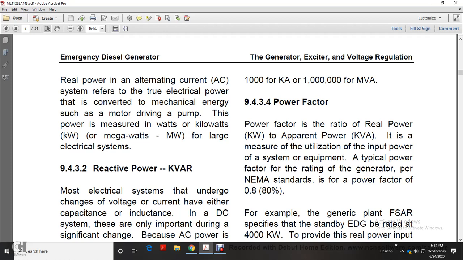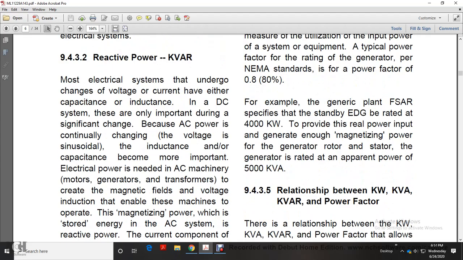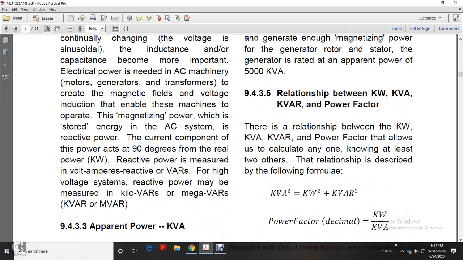9.4.3.4 Power factor. The power factor, the ratio of real power in kilowatts to apparent power in kilovolt amperes, is a measure of the utilization of the input power of the system. The typical power factor rating of a generator for the NEMA standard is 0.8, or 80%. For an actual example of a generator, a generic plant FSAR standby emergency diesel generator is rated at 4,000 kilowatts. It provides real power input to the generator and enough magnetizing power for the generator to rotate, and the generator is rated with an apparent power of 5,000 kilovolt amperes.